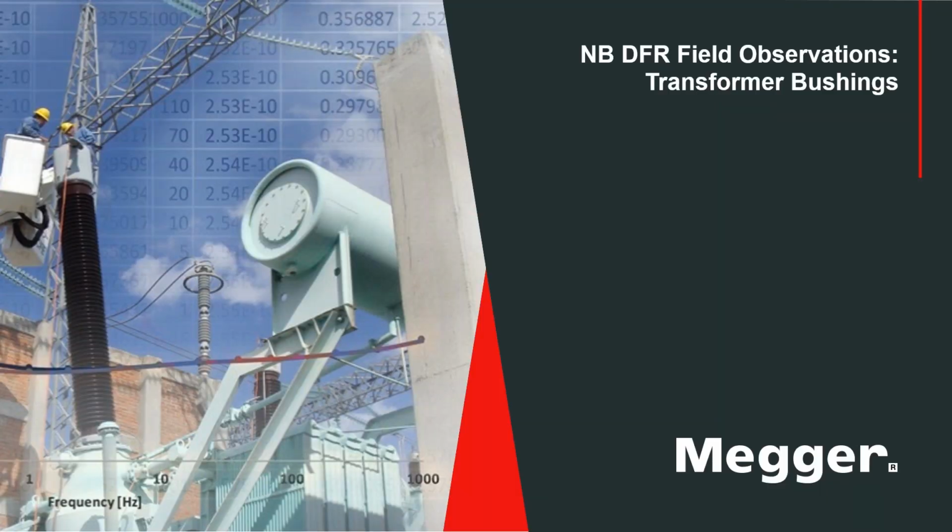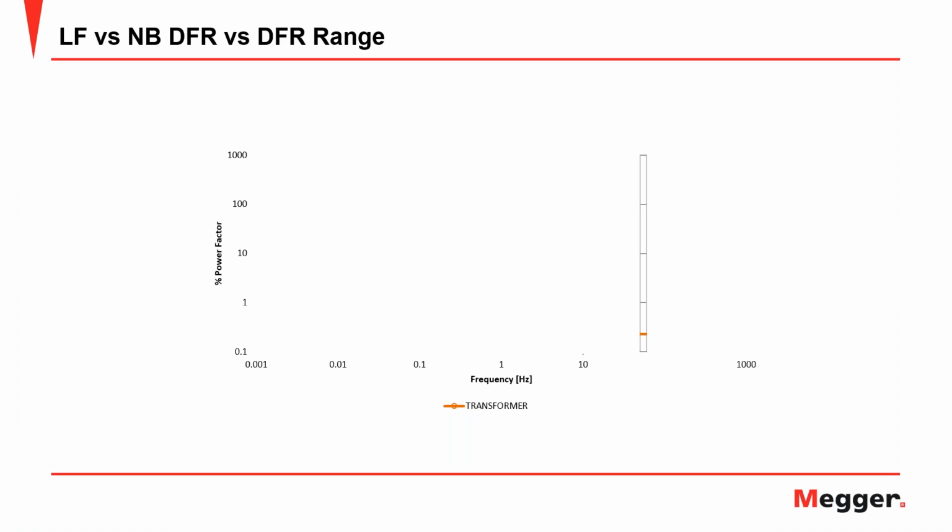And then let's look into the narrowband DFR, some field observations. First of all, let's look into the difference in the frequencies. When we talk about power factor testing, we're looking at line frequency, and we only look at the information at one point, either 60 hertz or 50 hertz. That's all we have. And then we need to go into the process of temperature correction.